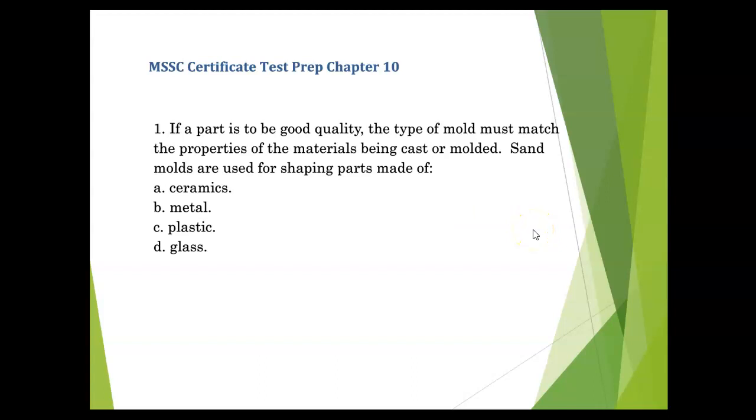Going on now, we've got a couple of questions here to help prepare you for the MSSC certificate. These are the test prep questions. If a part is to be good quality, the type of mold must match the properties of the materials being cast or molded. Sand molds are used for shaping parts made of: metal. Metal would be the answer there.